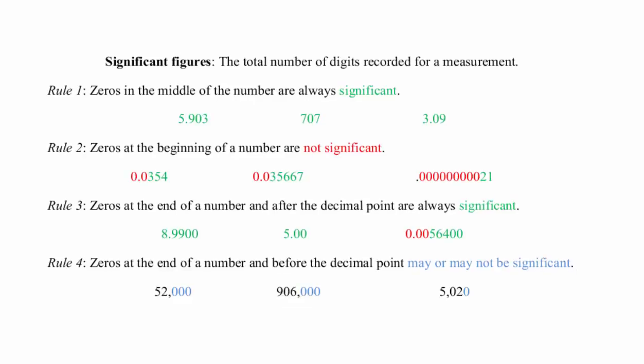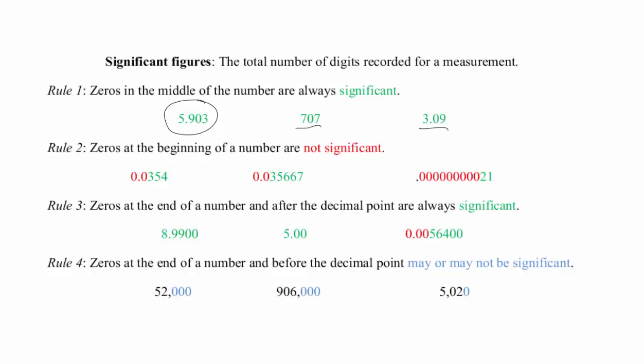The first thing to know is that zeros in the middle of the number are always significant. So for example, this first number here, 5.903, has 4 significant numbers, including that 0 in between the 9 and the 3. The second as well has 3 significant numbers, and that 0 is significant. In 3.09, the 0 is also significant, and it has 3 total significant figures.